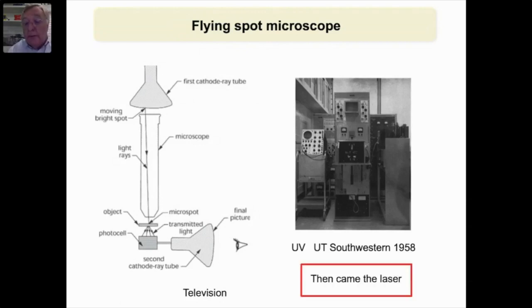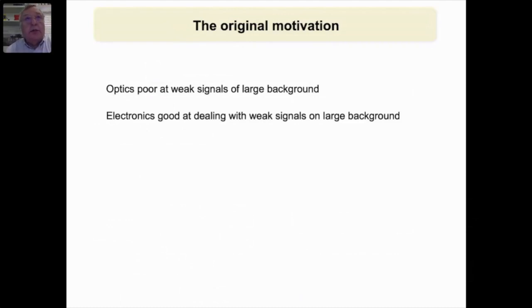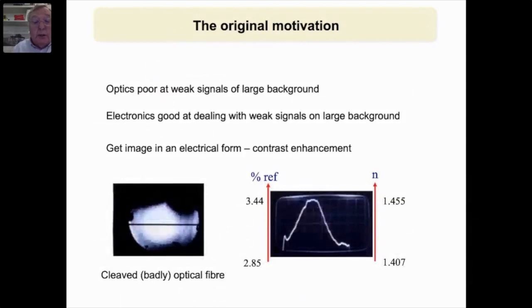But fortunately, then came along the laser, and that made a huge, big difference, clearly. So the original motivation was the observation that optics is pretty poor at seeing weak signals on a large background, whereas electronics is very good at seeing weak signals on a large background. So our original thought was, if we can get the signal in an electrical form, we can readily perform contrast enhancement. And here's a fairly early instance where we are just looking at the reflected light on the left-hand side from a rather badly cleaved optical fiber. And on the right-hand side, we are showing that there's a change of about 0.5% in refractivity, which we can map into changes in refractive index.